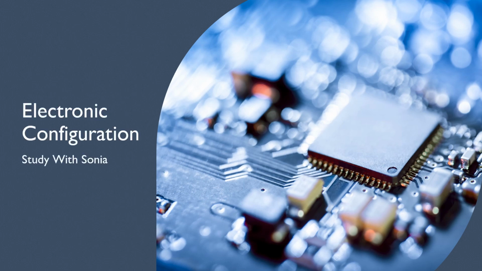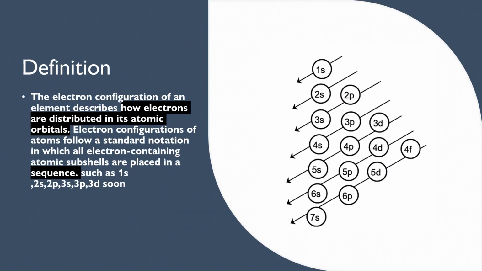In today's video, I'm going to describe electronic configuration. Let's discuss the definition first. Electronic configuration is the arrangement of how electrons are distributed in atomic orbitals.